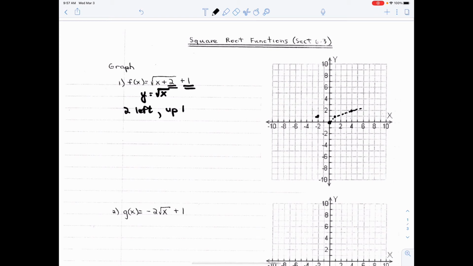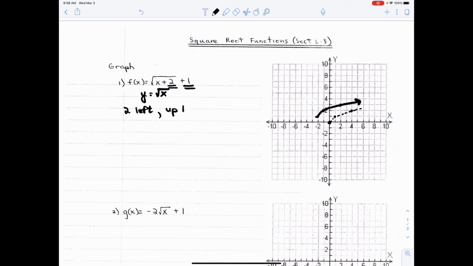That didn't draw that very well. Then take the point at 1, 1, go 2 left and up 1. Then take the point at 4, 2 and go 2 left and up 1. And then draw it. And it's got an arrow on the right-hand end, but it doesn't have an arrow on the left. Okay?